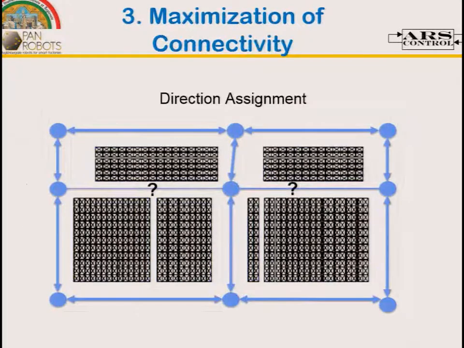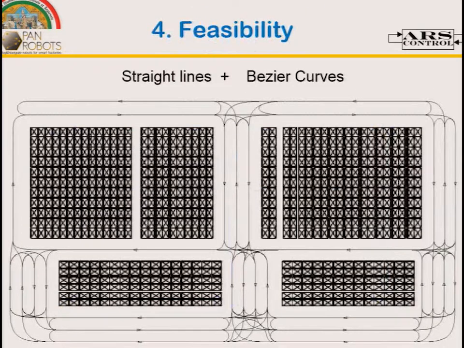And third, the connectivity of the roadmap has to be maximized. The algebraic connectivity is used as a heuristic in order to maximize the traffic flow. And this problem is translated into assigning a direction to each road on the roadmap. Of course, the roadmap has to be feasible with respect to the kinematic constraints of the vehicles. So in this case, we use straight lines and Bezier curves to do that.